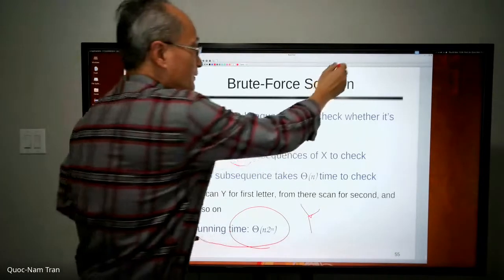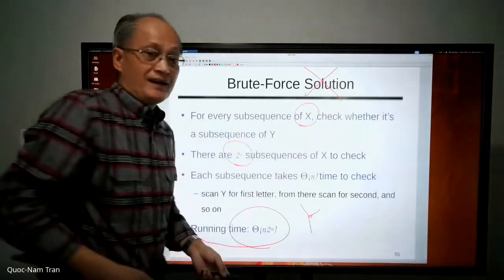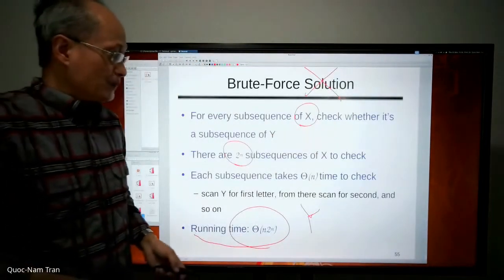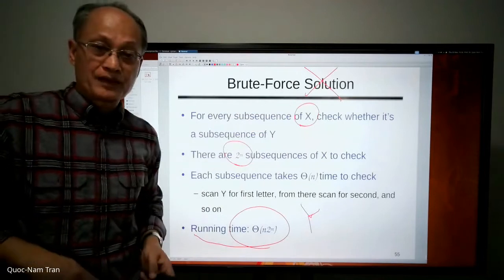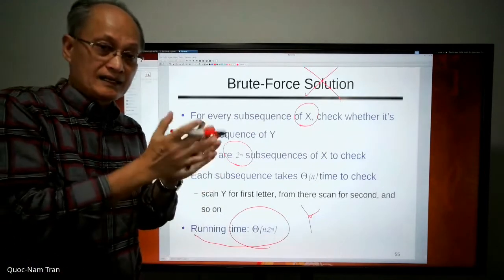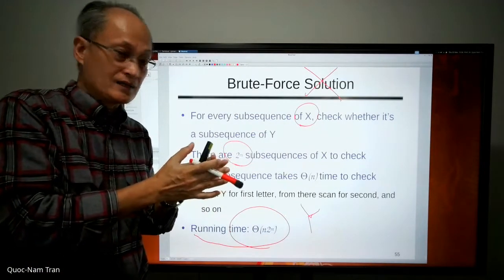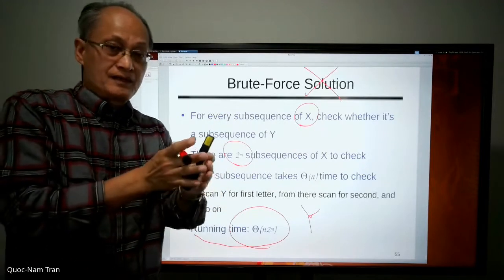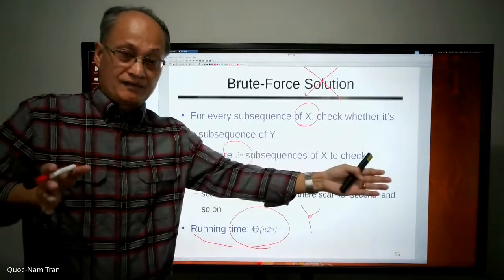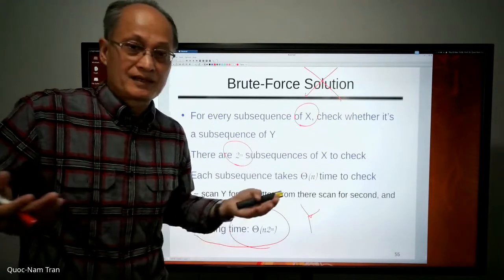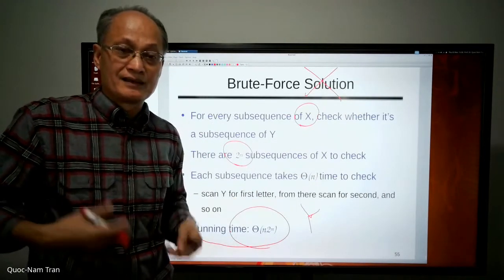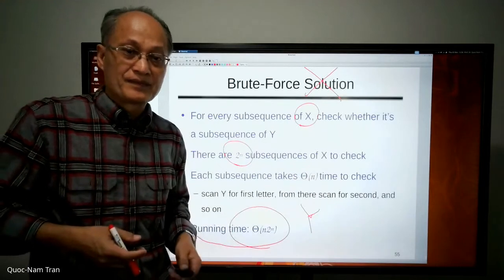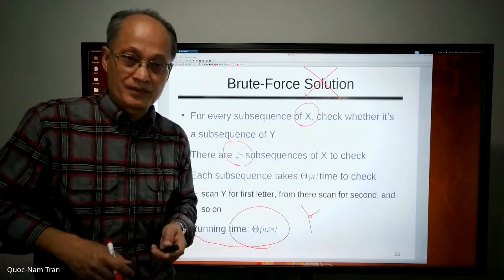So if we have a program for finding the longest common subsequence using brute force, then for the COVID virus, it may take about 10 years to finish the program. So nobody wants to have it, of course.